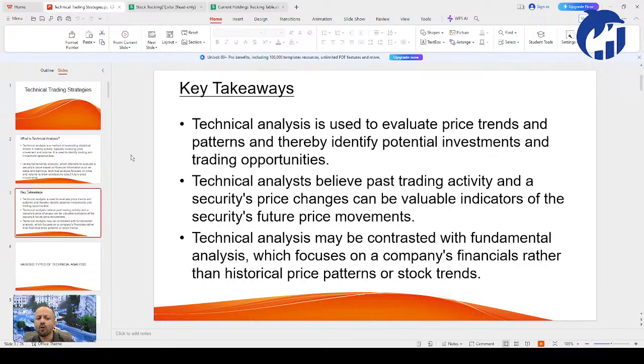Some important key points to take away. Technical analysis is used to evaluate price trends and patterns and thereby identify potential investment and trading opportunities.